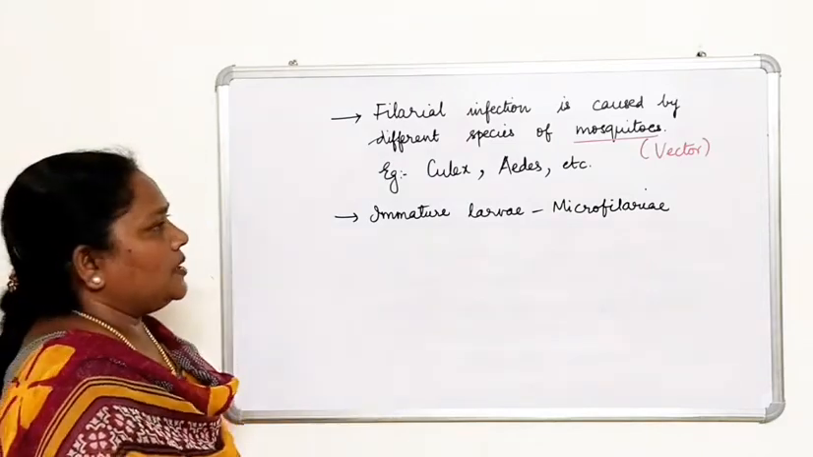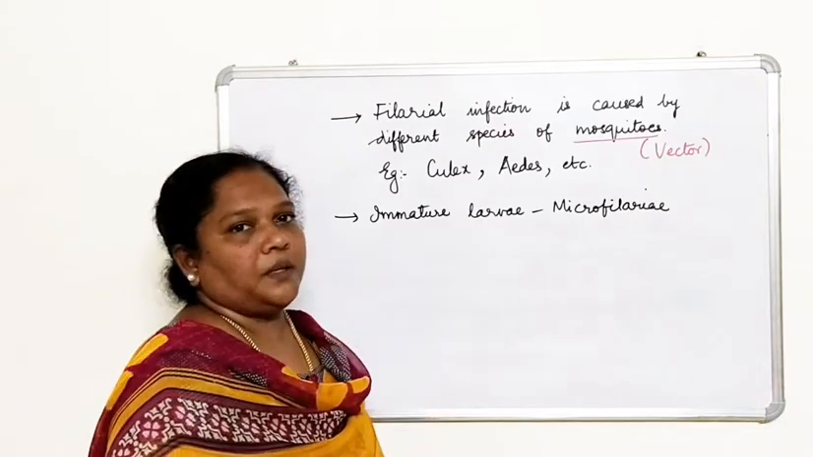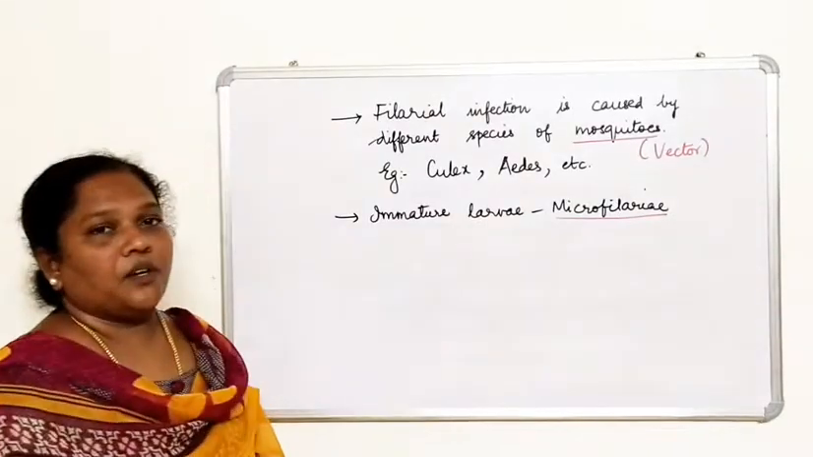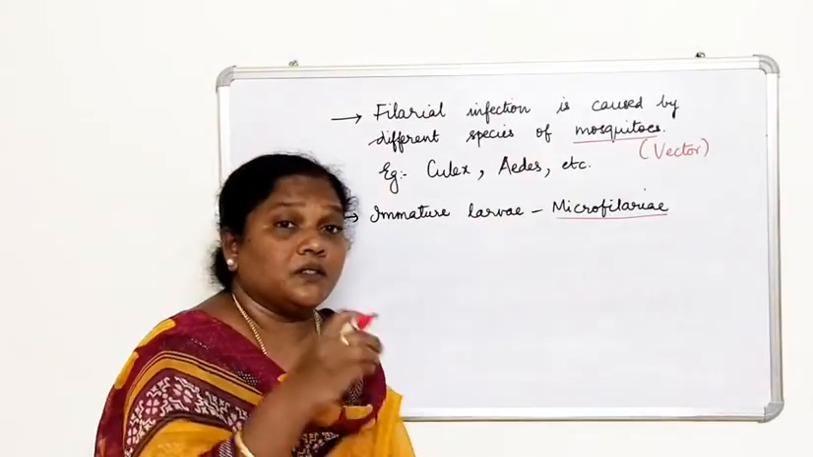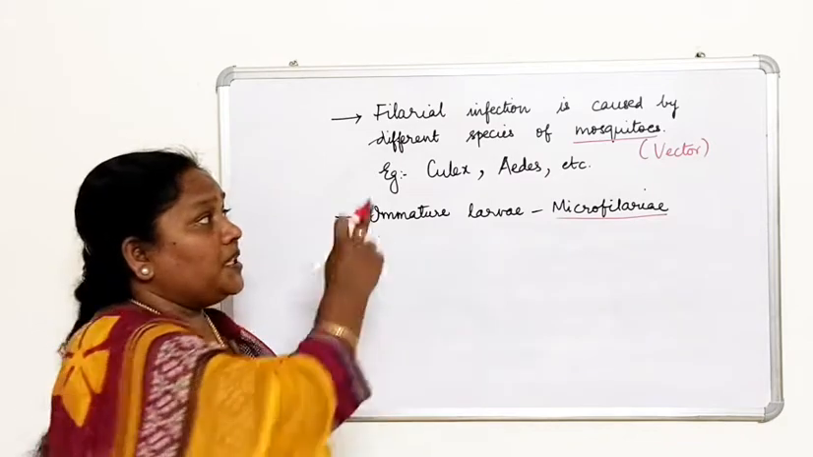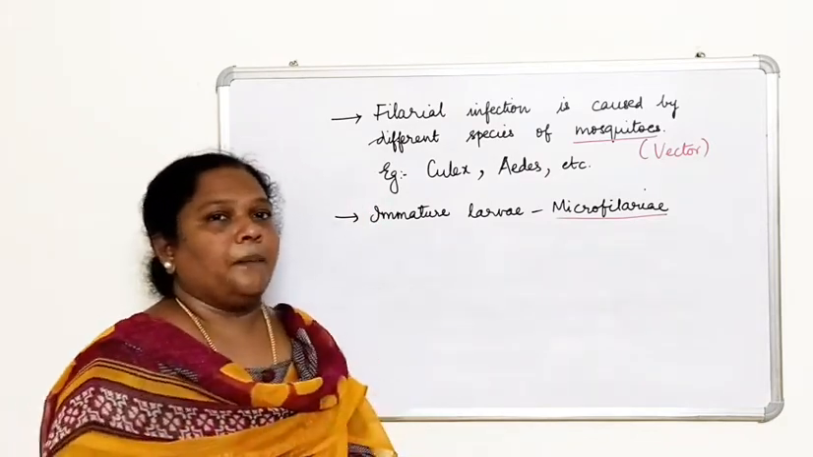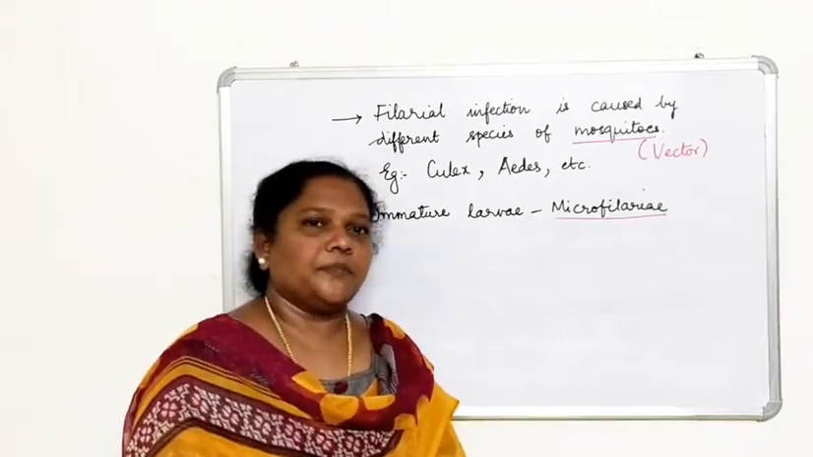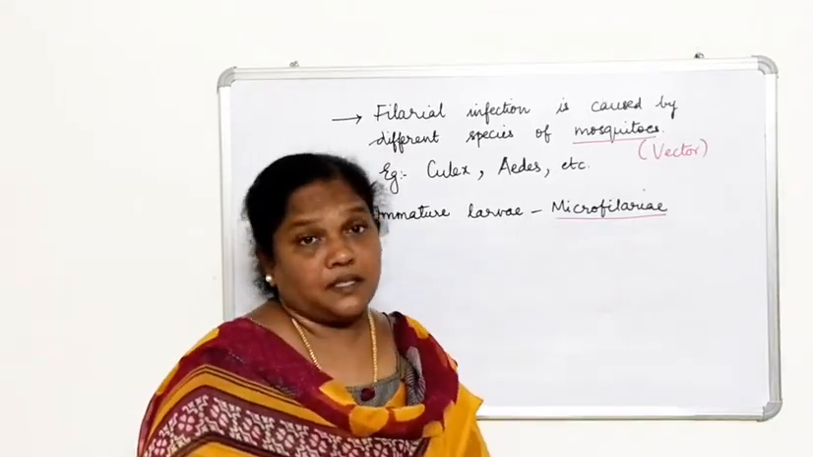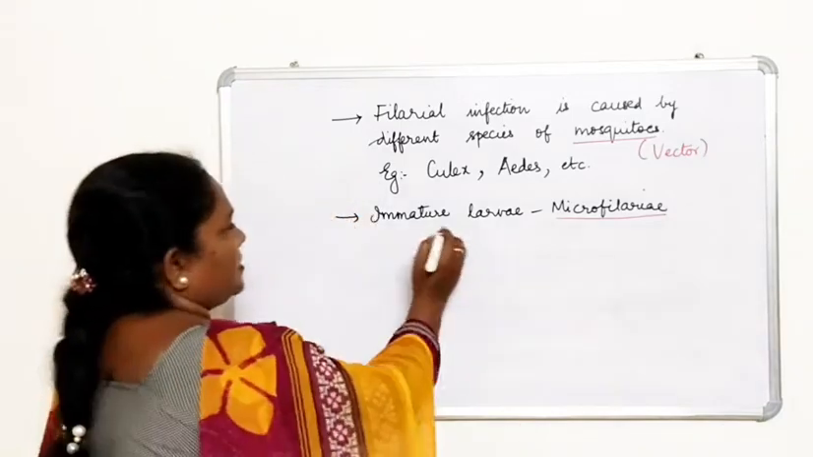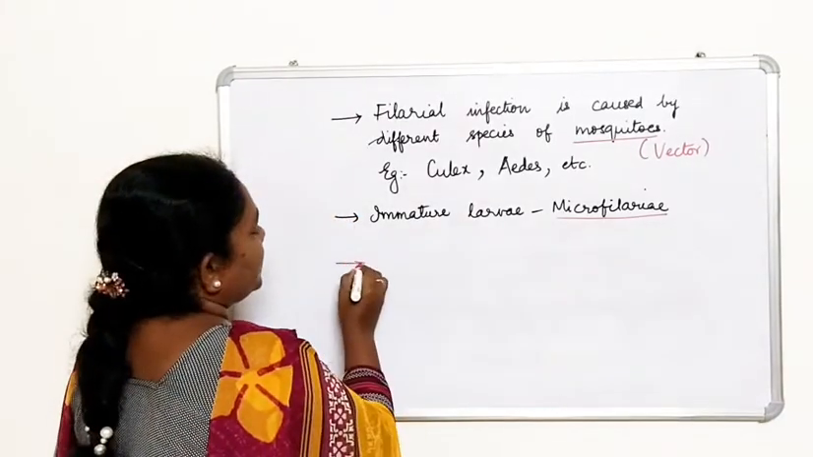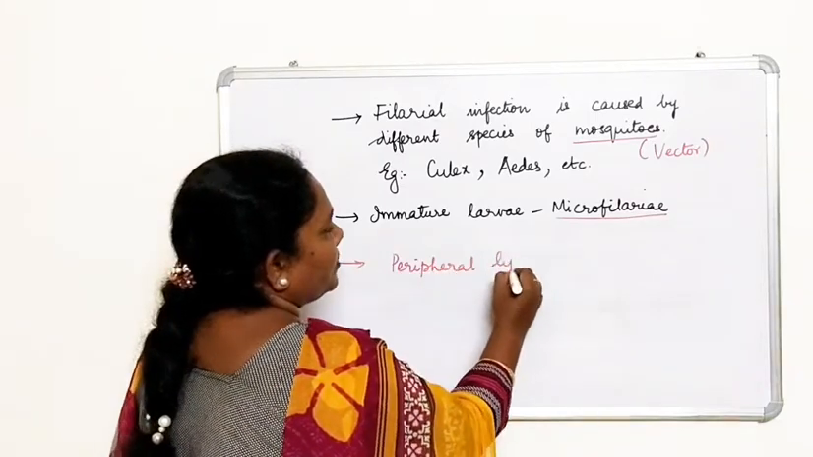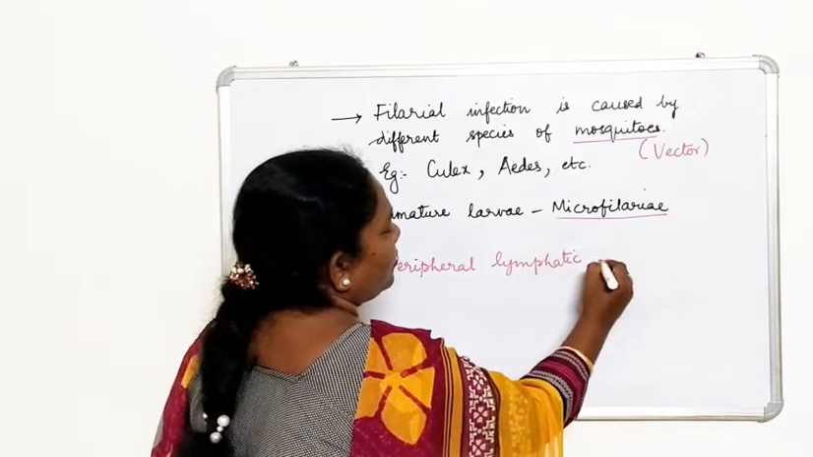So what happens here? The immature stages of these nematode worms, the larvae, are called microfilariae. They are ingested into the normal person by these mosquitoes. When the mosquito bites a normal person, it punctures the skin, and with the help of the blood it enters. The larvae then migrate to the lymphatic system, normally the peripheral lymphatic system. After entering the human, the larvae affect the peripheral lymphatic system of the human.